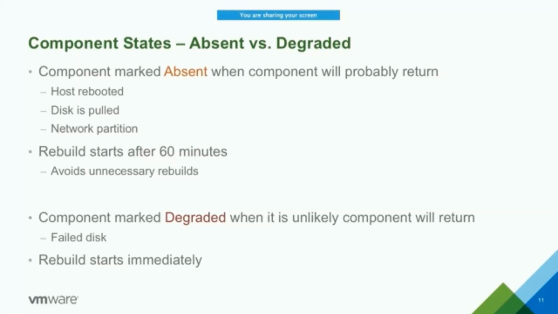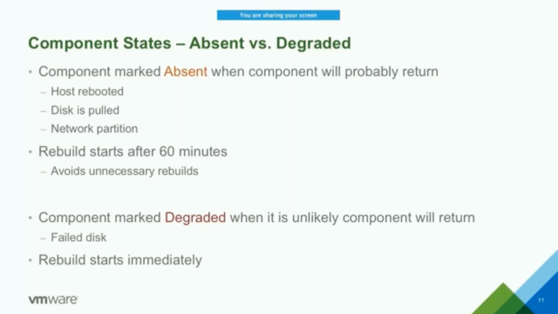Another prime example is when you pull a disk, so how you can hot swap disks in servers. This is something we see customers do all the time. They try to simulate a disk failure by simply pulling the disk out of the chassis, when in reality vSAN's a little bit smarter than that. It understands that it's possible that disk will come back.